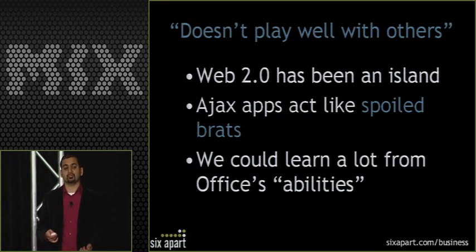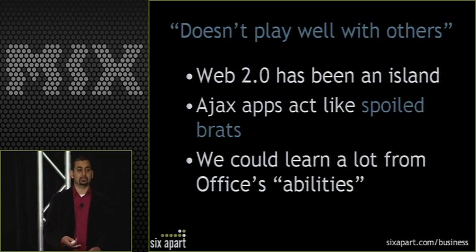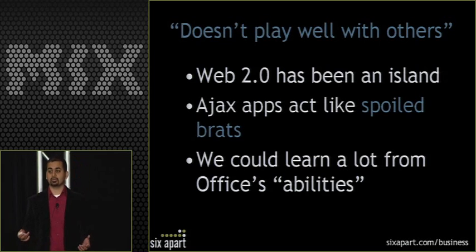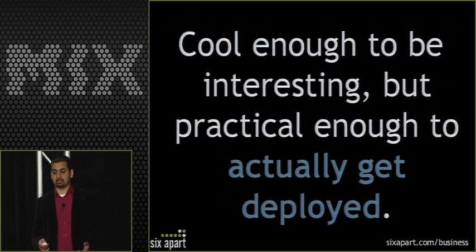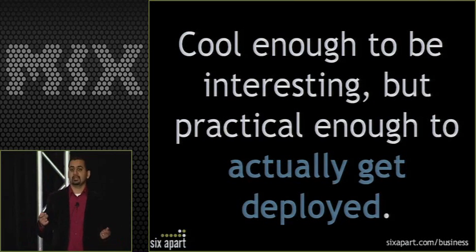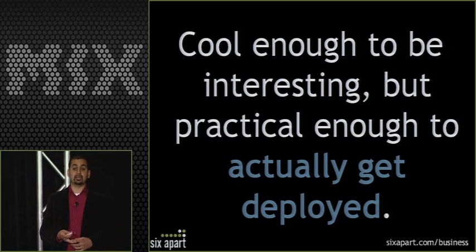And so what we want to learn from is Office's abilities. And by abilities, I talk about reliability, manageability, scalability. It's a really important and undervalued set of abilities that we haven't thought about with a lot of these technologies yet. The bottom line is this is stuff that needs to be cool enough that you want to do it, that you want to work with it during the day, but still practical enough that you can make a business case for it and get it deployed alongside the Office 12 or the Windows Vista wave things that you're deploying.